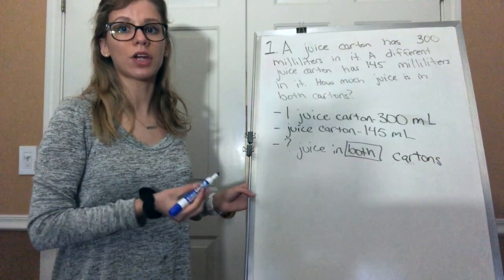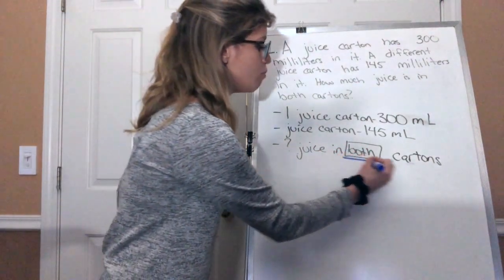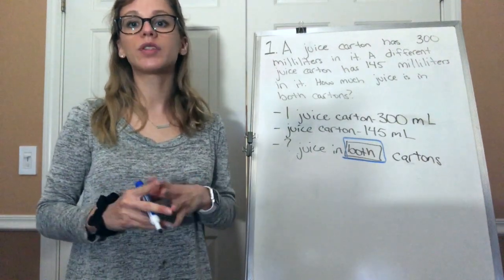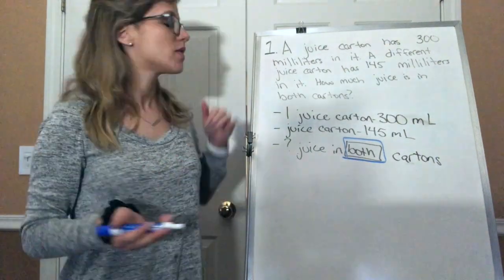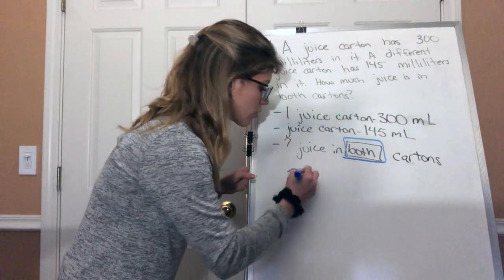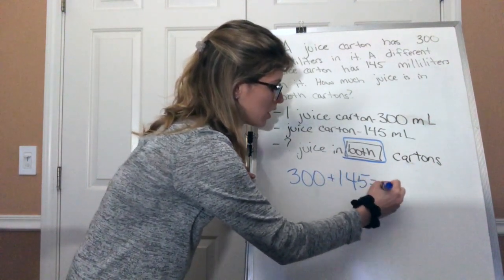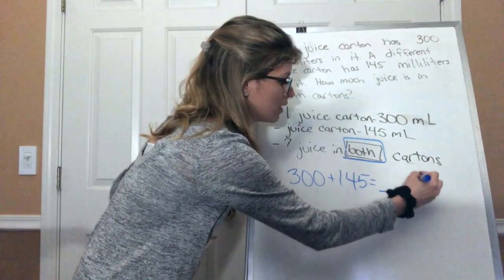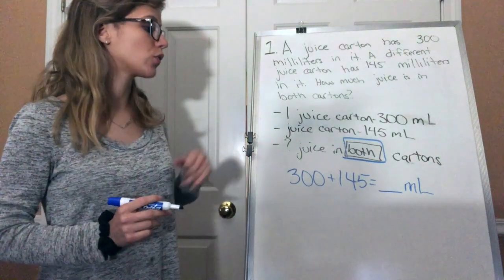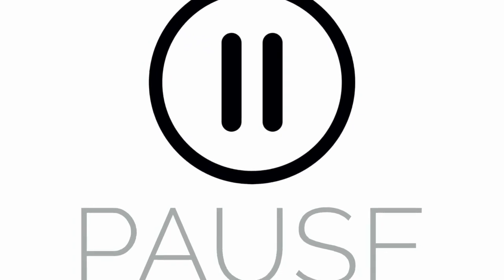If I was to make an equation to represent this problem, I would see that it wants to figure out how much in both cartons. So that means how much all together. And I know that when something's asking me for all together, that means I'm going to be adding up both juice cartons. So my equation would be 300 plus 145 equals what? And I know that's going to be in milliliters. So pause me now and think about the different ways that you can solve for 300 plus 145 and figure out what my answer is.